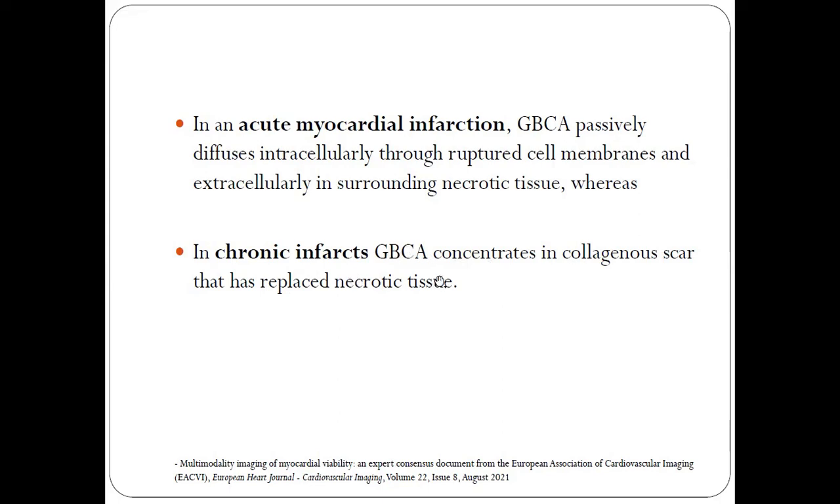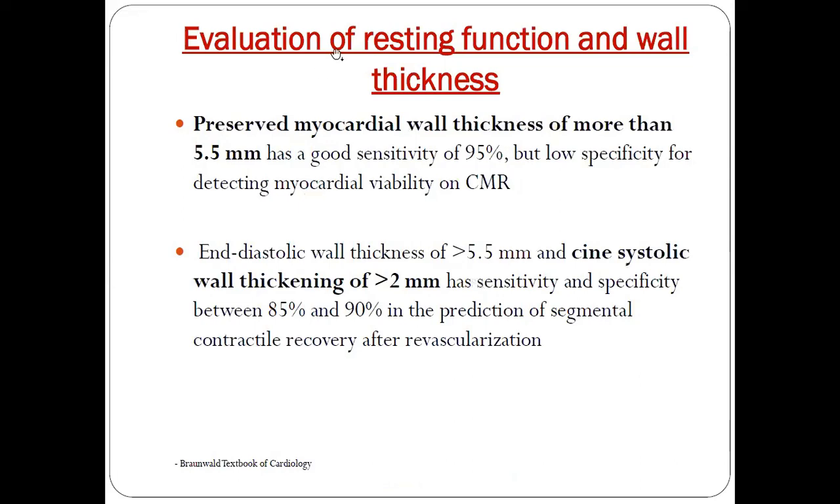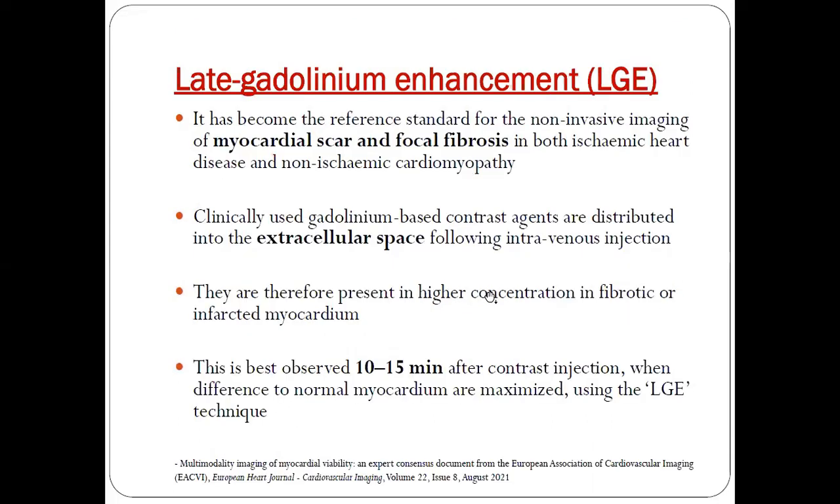So in infarct tissue and scar tissue, this contrast will be taken up, and late enhancement can be seen. Also evaluate resting function and wall thickness. Preserved myocardial wall thickness of more than 5.5 mm has a good sensitivity of 95% but low specificity. Another important thing is end-diastolic wall thickness of more than 5.5 mm, along with systolic wall thickening. If there is more than 2 mm increase in thickness with systole, that means it is viable tissue.